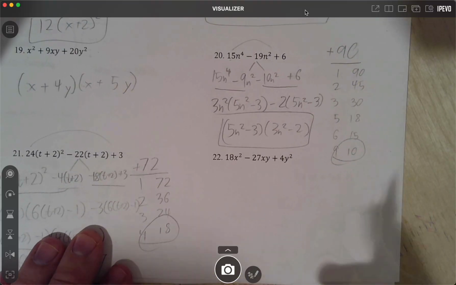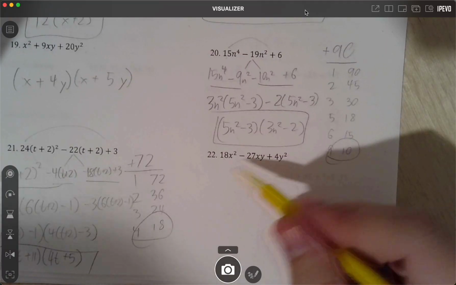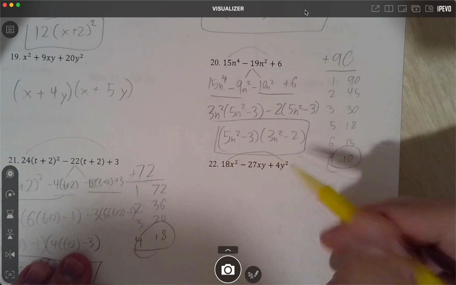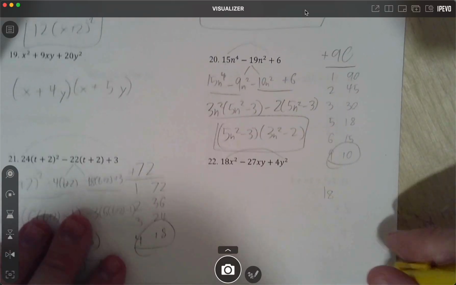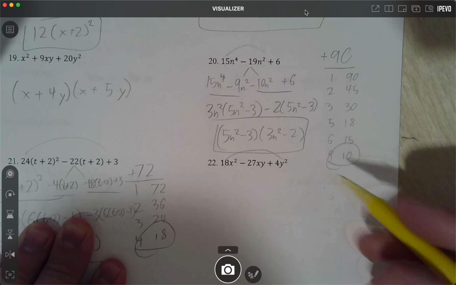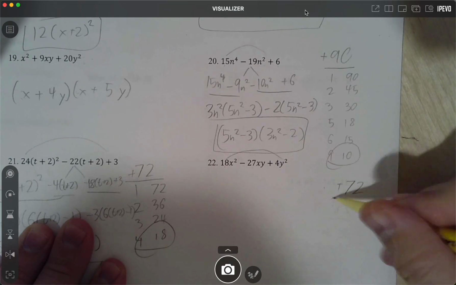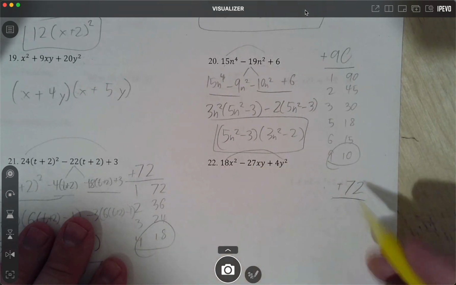We've got one more by grouping question. I see 18, 27, and 4. They don't share anything, so we are doing by grouping. I've got 18 times 4 is... Oh wait, I just figured that out. 72. I need factors of 72 that add to 27. And I can see them right there.